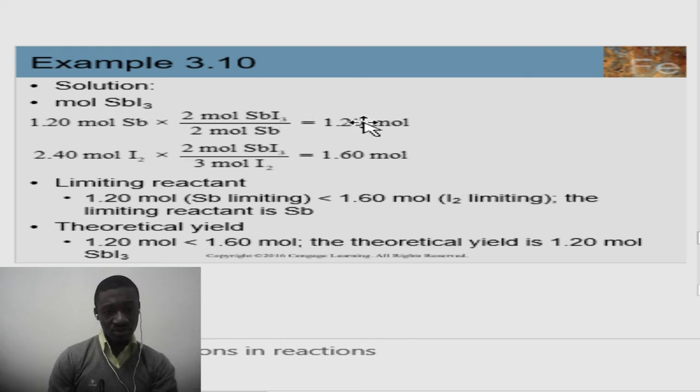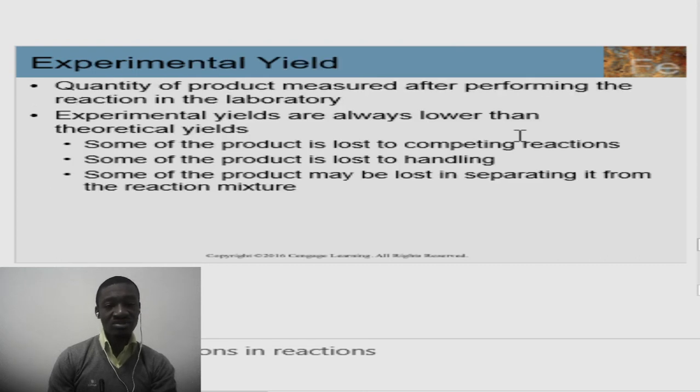It is 1.20 mole. That's the theoretical yield. So our theoretical yield is the amount of antimony iodide gotten from our limiting reactant, which is still 1.2 as well. So that's how you work out your limiting reactant and theoretical yield.